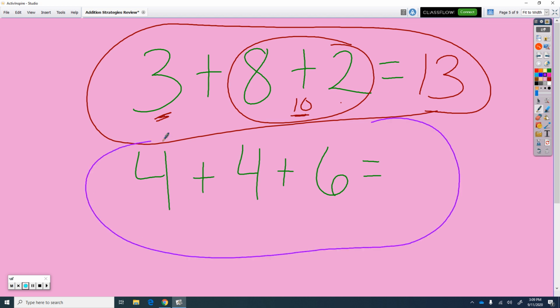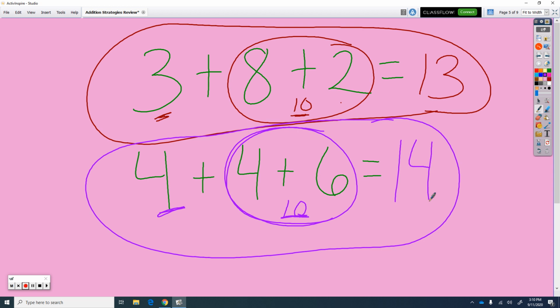Do you see something that makes 10? Because I can't add all 3 of them at once. Which one makes 10? Yeah, it's the 4 and the 6. 4 and 6 make 10. So then I can just add 10 plus the 4, and I bet we know 10 plus 4 really fast. Very good, 14. So that was our review of adding 3 numbers.